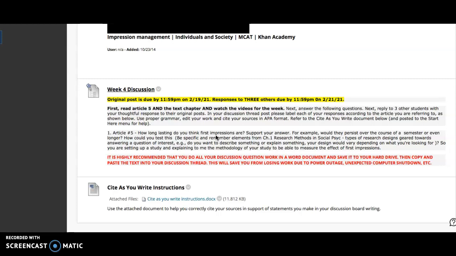You want to be pulling not just from the article reading, but also from the textbook. There's a ton of stuff about first impressions. It's an entire segment in the chapter. And you want to be thinking about how long-lasting are first impressions? What does the research say? How long do first impressions last? Are they important? Do we get over them pretty quick? If you make a bad first impression, do you have a chance to redo that, or are you stuck forever? What does that look like?